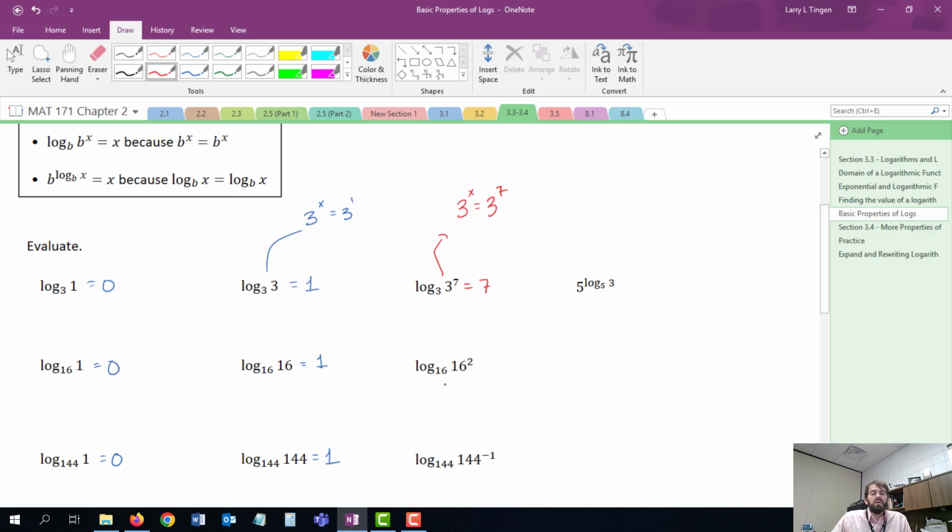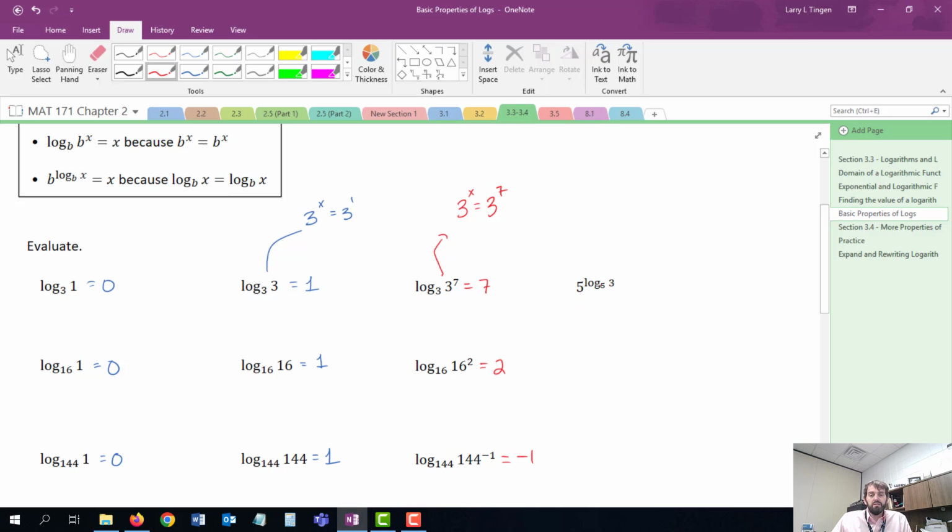Log base 16 of 16 squared. This always just comes back down to the power. What power do I raise 16 to get 16 squared? 2. Log base 144 of 144 to the negative 1. What power do I raise 144 to get 144 to the negative 1? Negative 1.